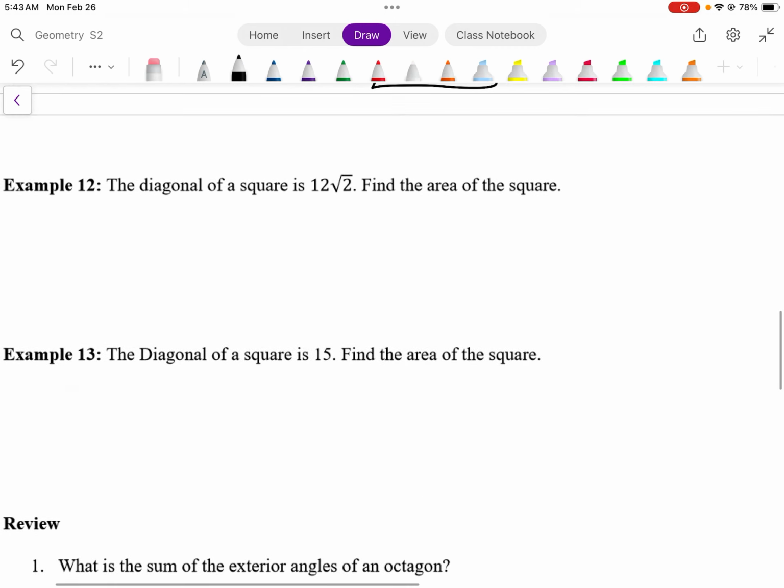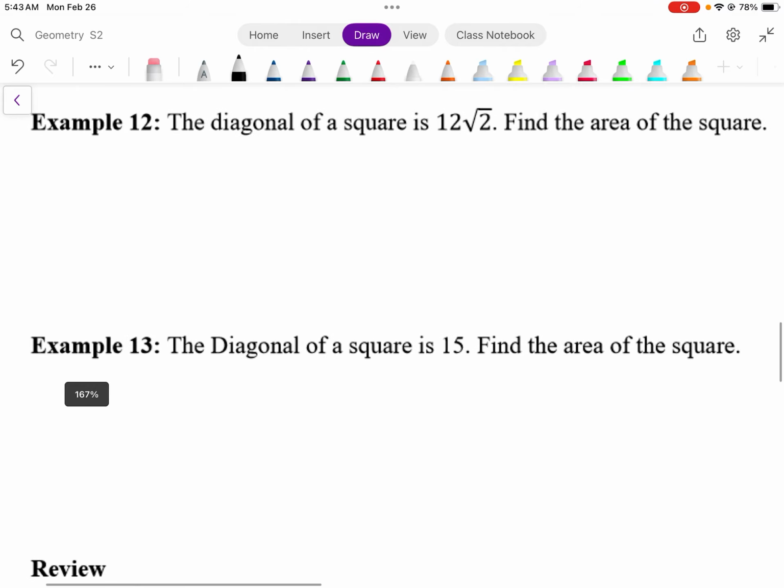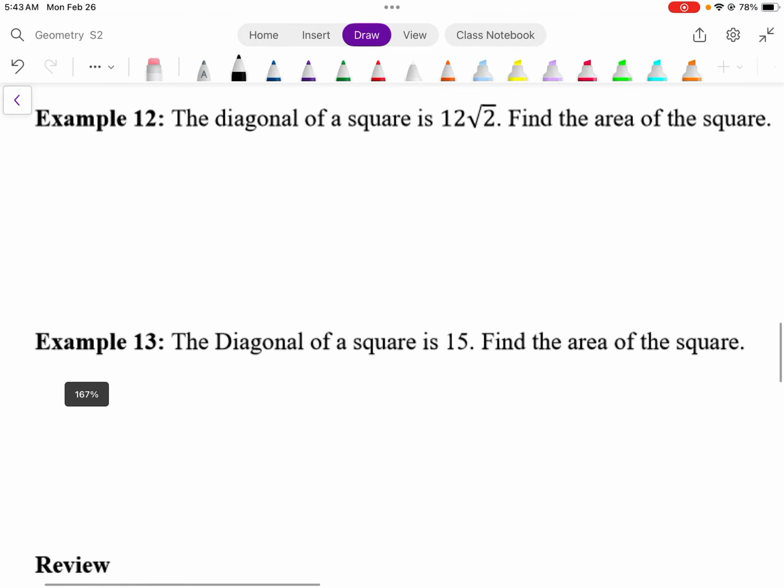Okay. The last 2 examples, 12 and 13, these ones are from this unit still, and then the review questions are going to be from 9.1 to just refresh our memory from last week.